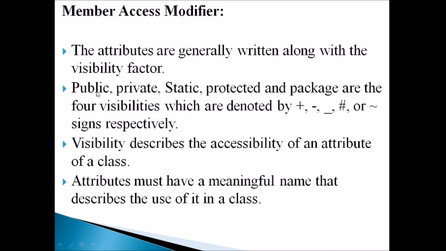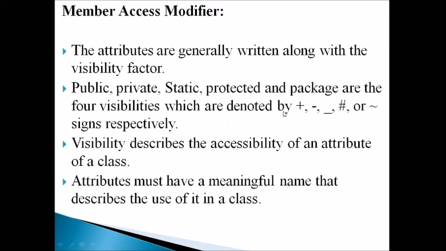So public means it can be accessed anywhere. Private means if the member is within a method, it should be used only within the method. In case the member is within the class, then it should be used only within the class. Likewise, okay. And static, protected and package. So all these are called visibilities or access modifiers.